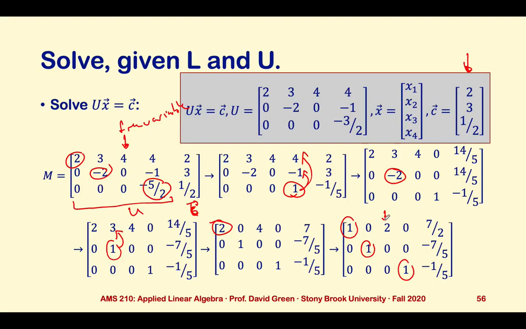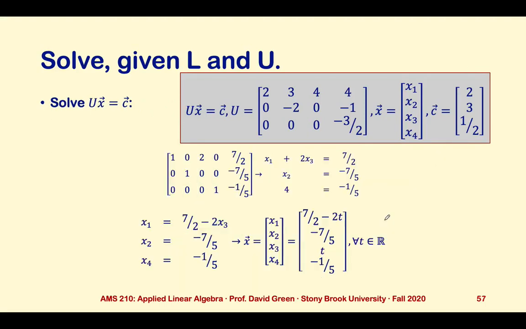Since we're now in a reduced row echelon form, we are ready to solve. The system has multiple solutions. We translate the augmented matrix back into a system of equations. x1 plus 2x3 equals 7/2. The non-zero free variable coefficient in the first equation.